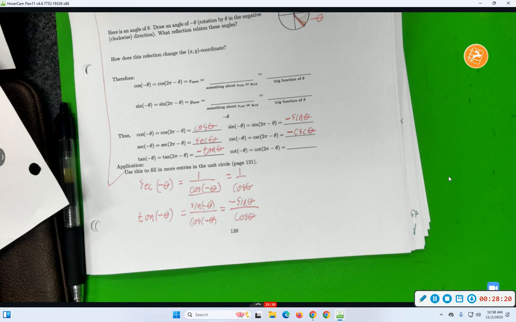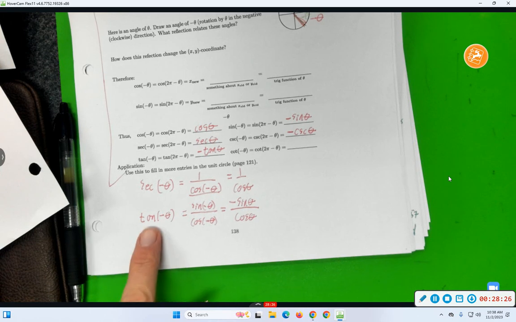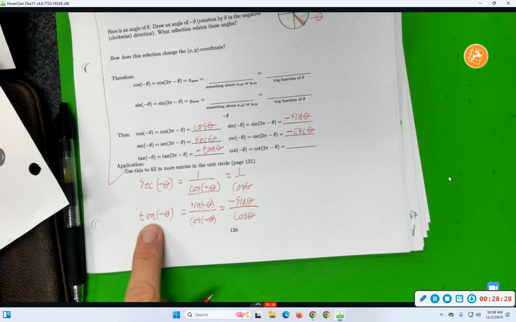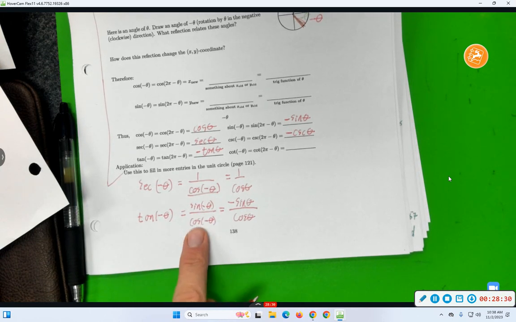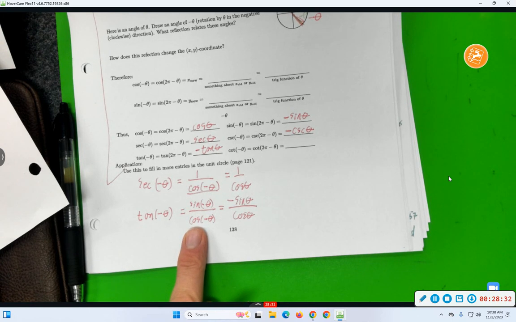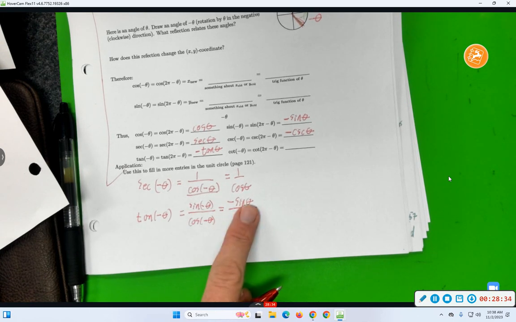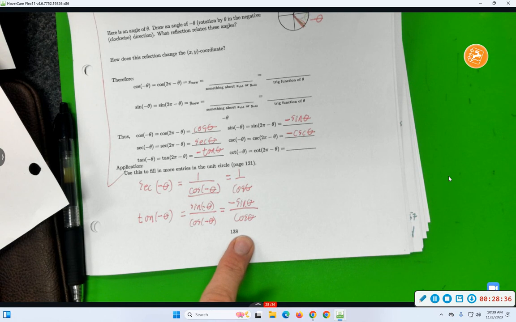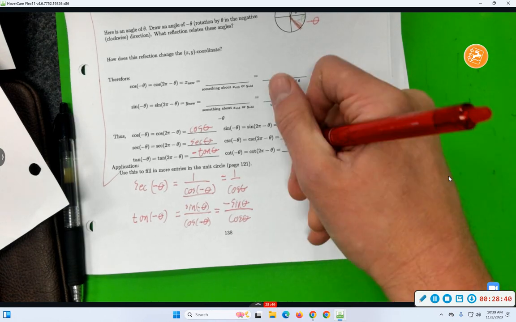How about cotangent? Let's imagine what would happen. Cotangent of negative theta would become cosine over sine. Cosine would stay the same, sine would become negative. Is that still just negative cotangent? Awesome.